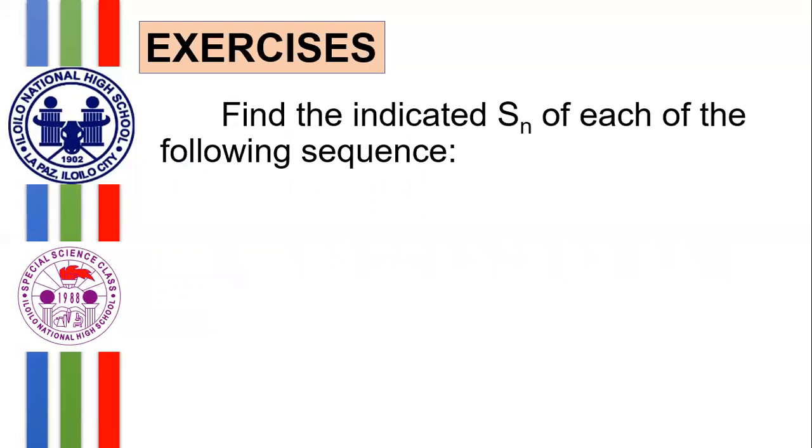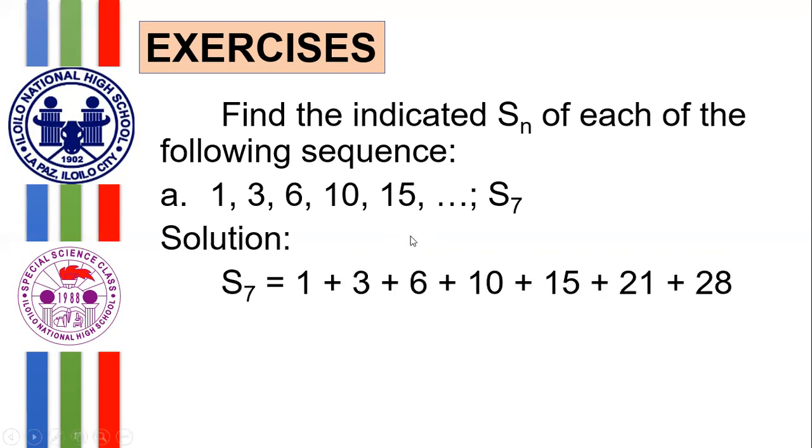Find the indicated S sub n of each of the following sequences. Let's have the first one, which is 1, 3, 6, 10, 15, and so on. Let's find S sub 7. So if you could see here, from the first one, you have plus 2, which is 3, plus 3, 6, plus 4, 10, plus 5, 15. So the next one could be plus 6. So 15 plus 6 would give you 21.